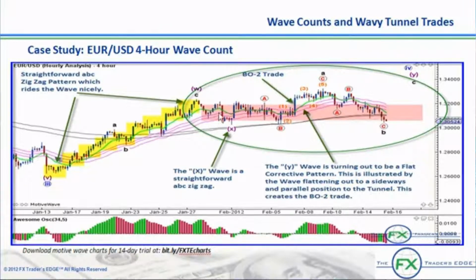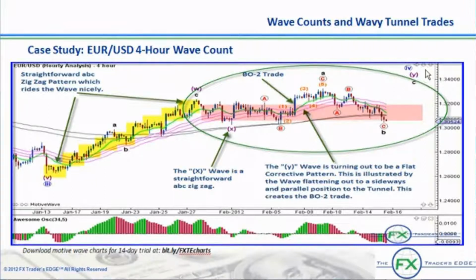The X wave is a straightforward ABC zigzag as well. Everything about it looks corrective. It is a 3-wave move, which means that this correction is not over yet, and one cannot expect the Euro-USD to drop from here without another corrective leg.